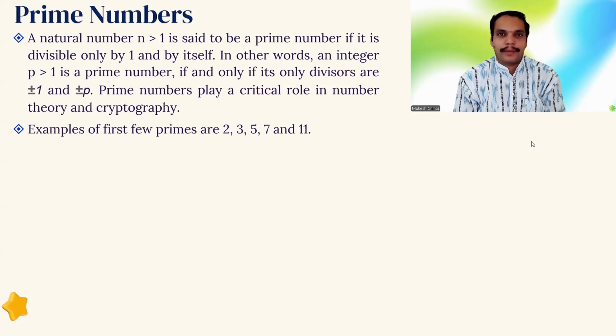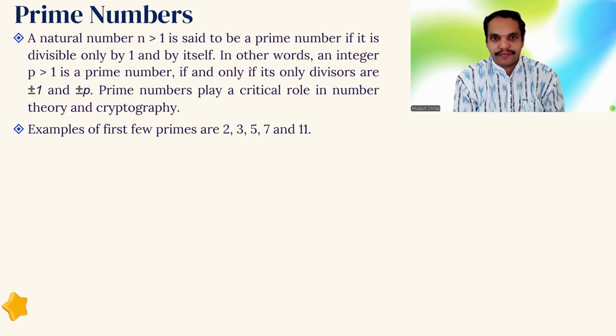You might know what a prime number is and what importance a prime number has. A natural number n, which is greater than 1, is said to be a prime number if it is divisible only by 1 and by itself. In other words, an integer p greater than 1 is a prime number if and only if its only divisors are 1 and p. So prime numbers play a very critical role in number theory and also cryptography.